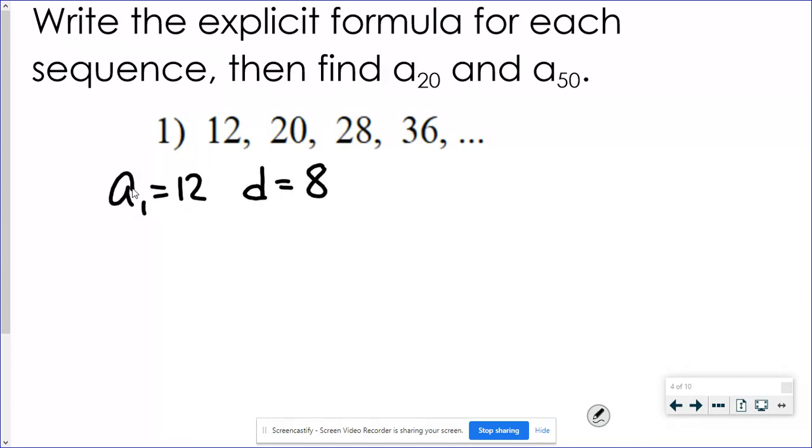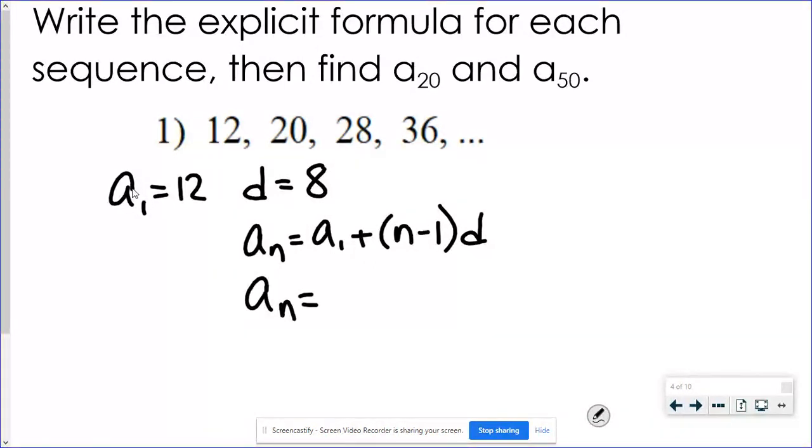So on this one, I'm going to write down the explicit formula. It's a sub n equals the first term plus n minus 1 times the common difference. And you should have this written down on your paper. I'm not saying you have to have this memorized, but write it down so you've got it available so you don't have to keep looking it up each time. So any term in my sequence would be 12 is the first number, and then n minus 1 times the common difference, which was 8. That's all we do is we just put in that number, and then we clean this up.